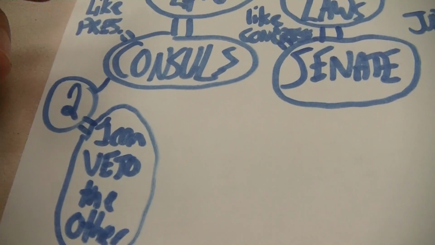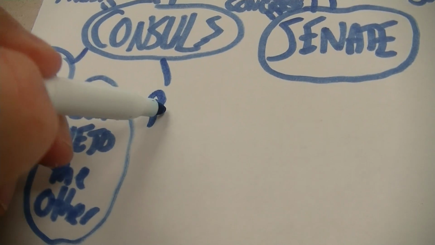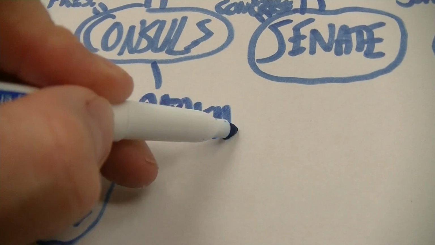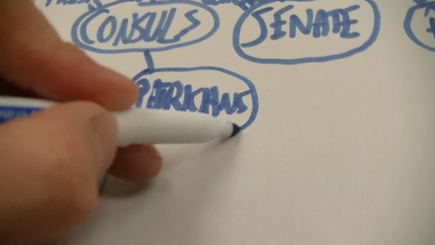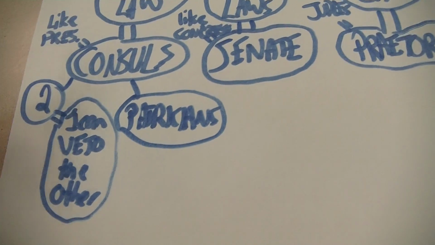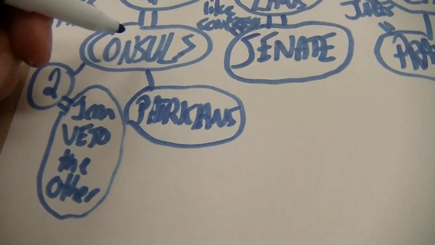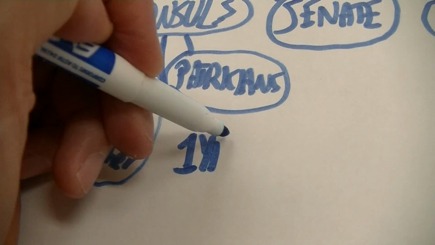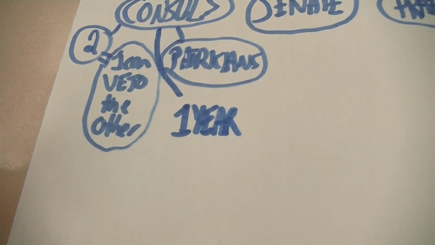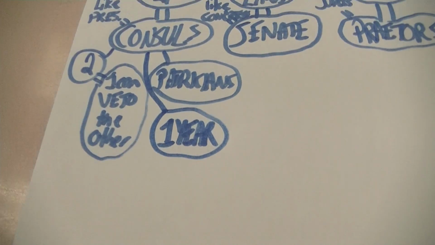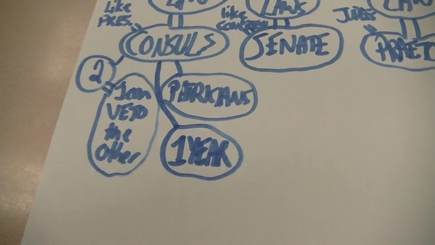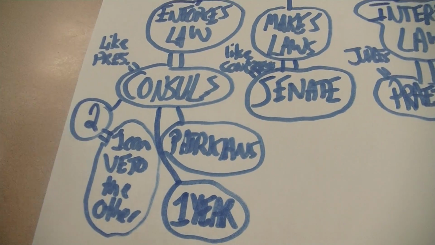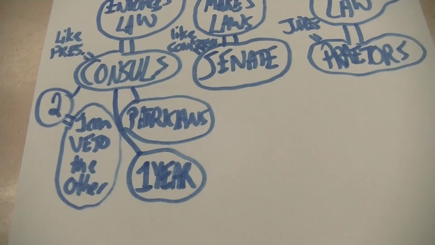Okay? They could only be patricians. All right? They can only be patricians. And they served for only 1 year. So every year, there's new presidents or new consuls in the Roman Republic. All right, here we go.